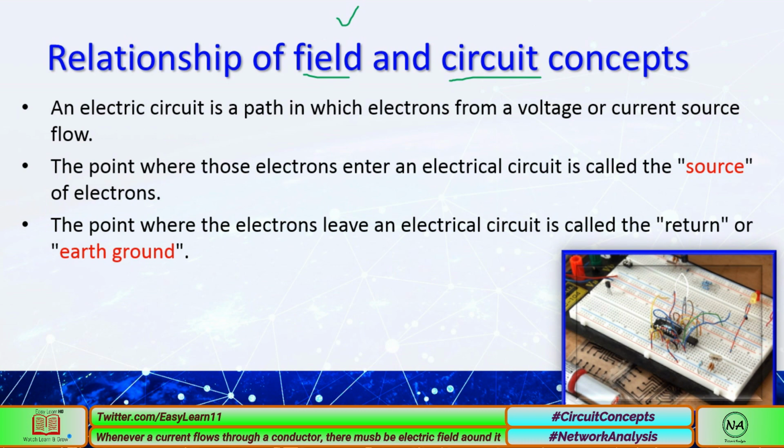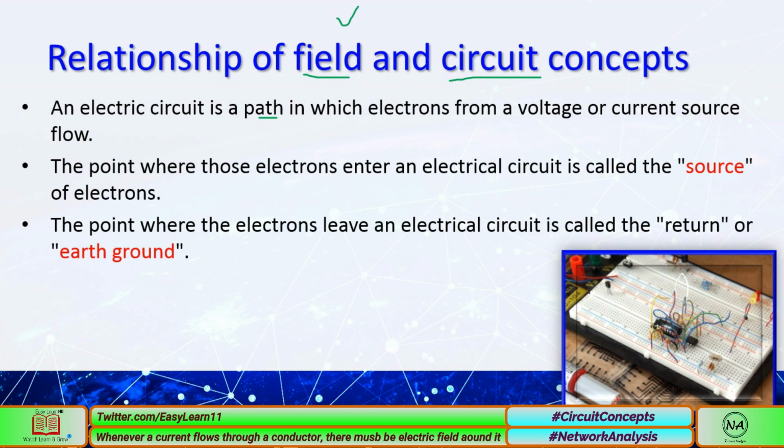Now come to the circuit concepts. As I told you, an electric circuit is basically a path, nothing else. A path in which the electrons are flowing from one point to the other, and this is always a complete, closed loop, because the circuit is complete only when the source and the return point are clear. If there is no return point, it is considered an open circuit because electrons can't complete the path of flow. So it is a closed path.